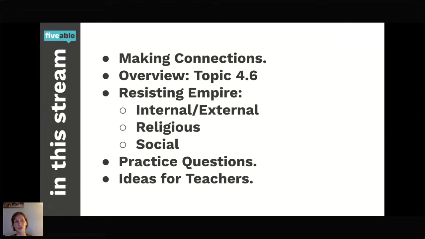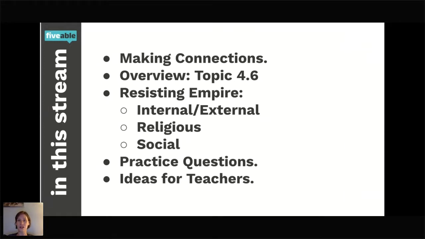So with internal and external, some religious resistance, some social resistance. There'll be practice questions as we go. And then near the end of the stream, some ideas if there are any teachers out there thinking about how to cover this in your classroom, we'll be able to go over some of that information as well.